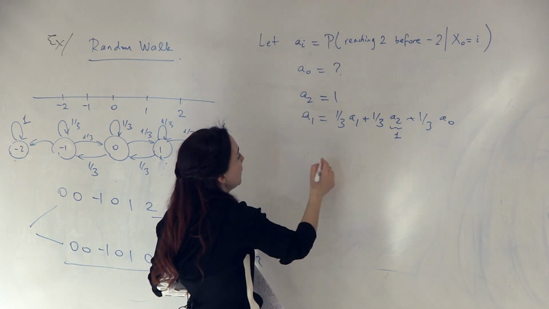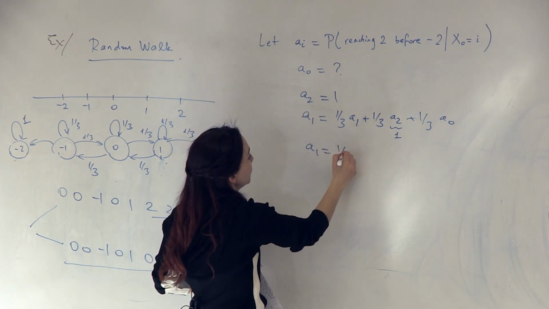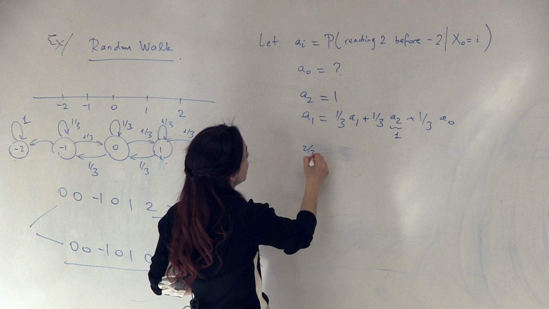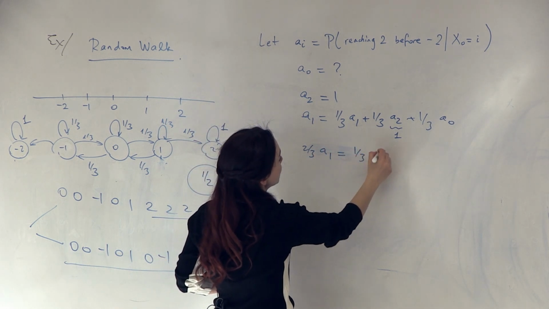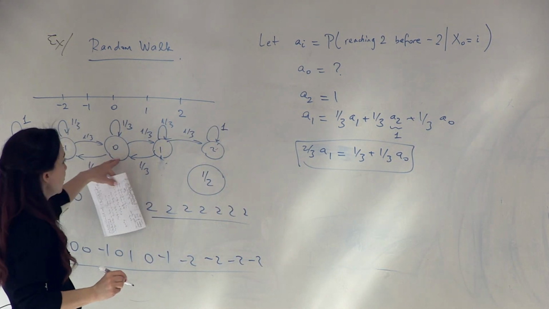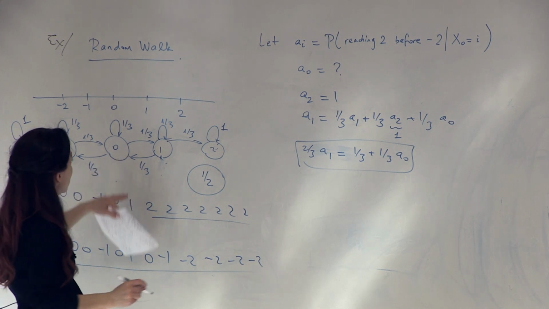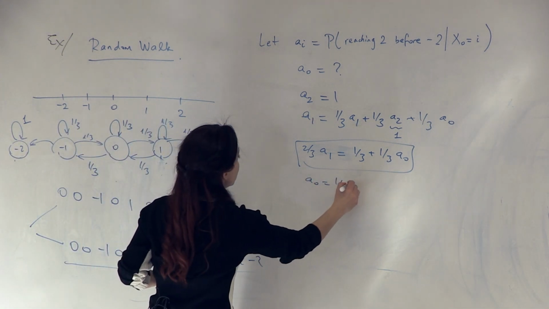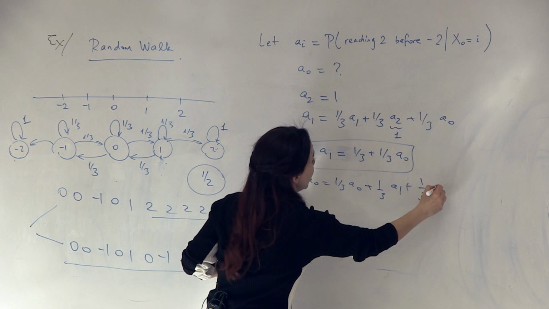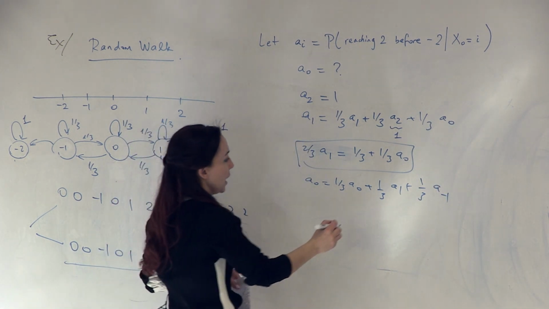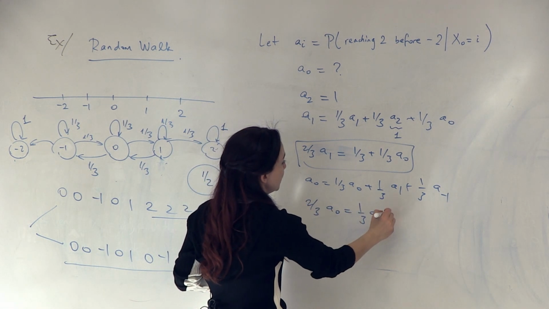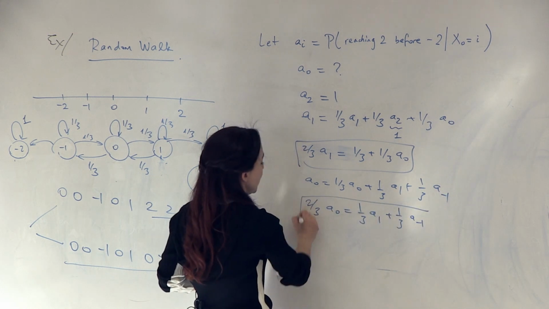Okay? So I have an equation, A1 equals 1/3, and maybe let me simplify already: 2/3 A1 is equal to 1/3 plus 1/3 A0. That gives me an equation. Another equation I can get using A0: A0 equals 1/3 A0 plus 1/3 A1 plus 1/3 A-1. And so this says 2/3 A0 equals 1/3 A1 plus 1/3 A-1. So I get another equation.